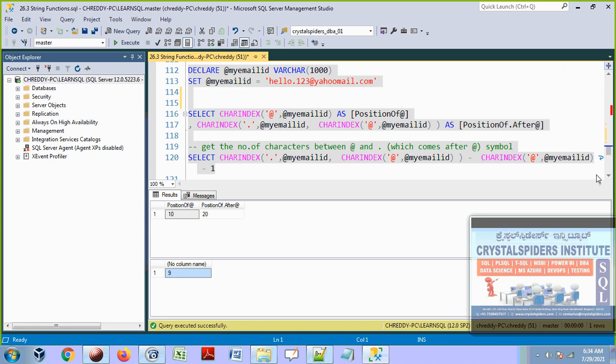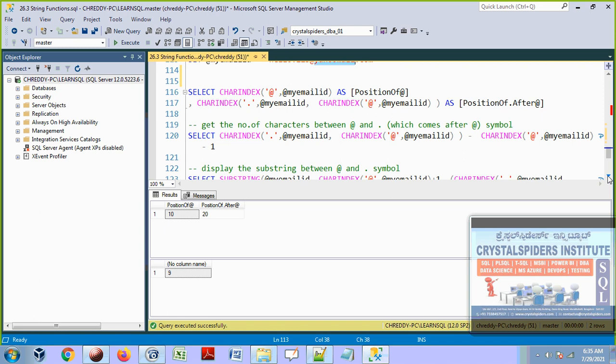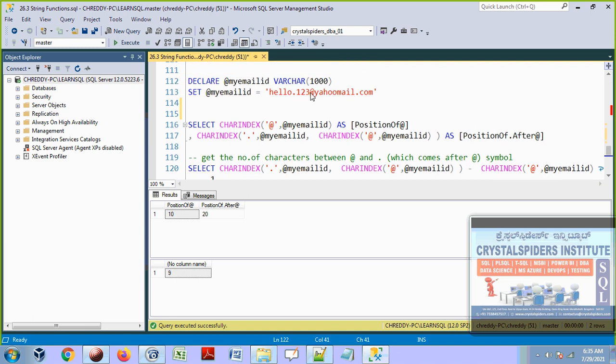Now the next requirement is I want to display what is there between @ and the dot symbol. I want to display the email subsystem, that is Yahoo Mail. So display the substring between @ and the dot symbol. This is my requirement. What is there in between @ and the dot symbol? Except @ and the dot, Yahoo Mail is there. I want to display this portion. If you have Gmail, it will display Gmail. If you have hotmail.com, then it will display Hotmail. Yahoo Mail, Rediff Mail, whatever the emails are, it is going to show them.